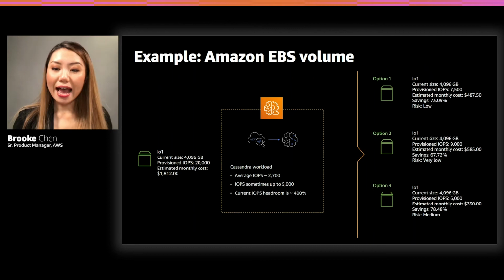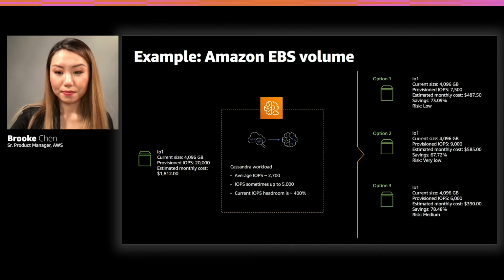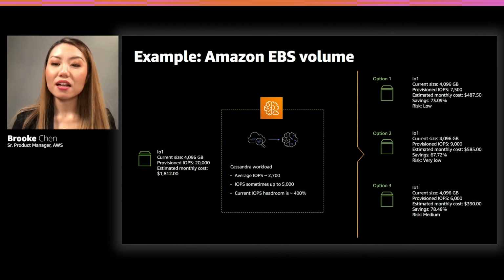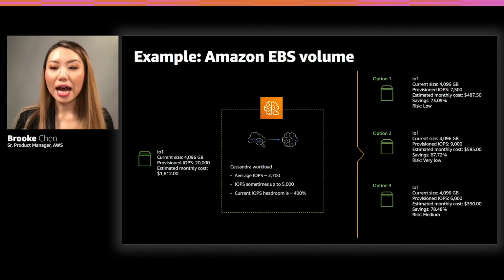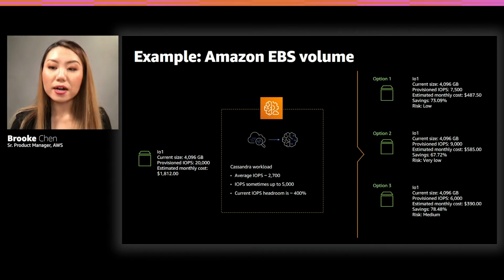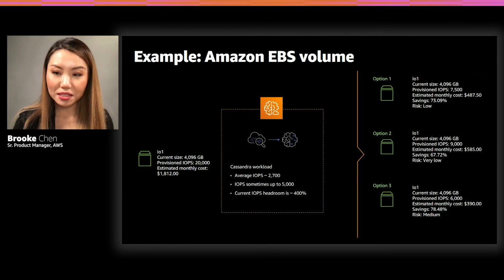Now, let's take a look at an example EBS volume recommendation. Here you have an IO1 volume. It's sized to be a little over 4,000 gigabytes with 20,000 IOPS. Over the last 14 days, your EBS usage is pretty consistent. The average IOPS is around 2,700, but occasionally goes up to 5,000. Your current EBS volume provides you with more than 400% of performance headroom, and therefore we're recommending you reduce your IOPS settings to be more economical.